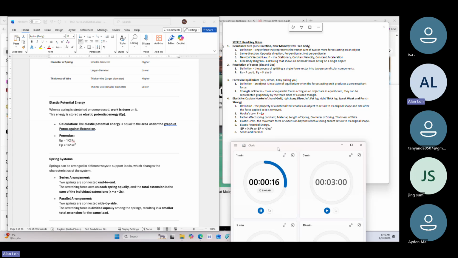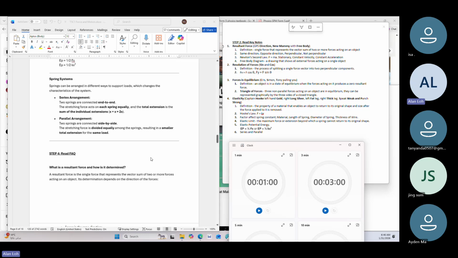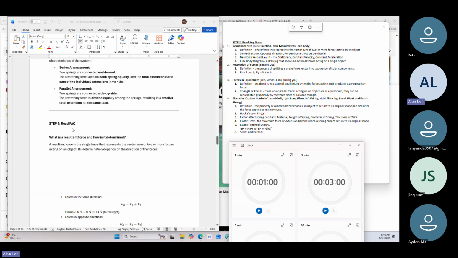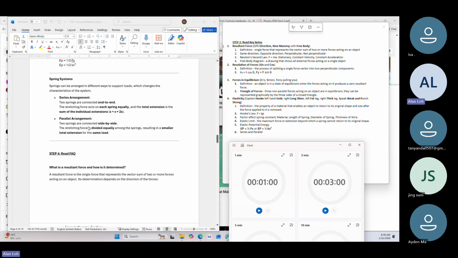Fifteen seconds. I'm going to ask a question. Be on your toes. All right. Now, before we move on to step number 4, which is read FAQ, FAQ is frequently asked questions, but let's forget about that for now. Can somebody tell me what is the story that helped you to remember the name of the drawer?